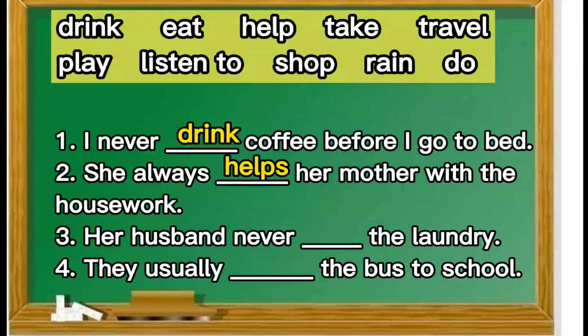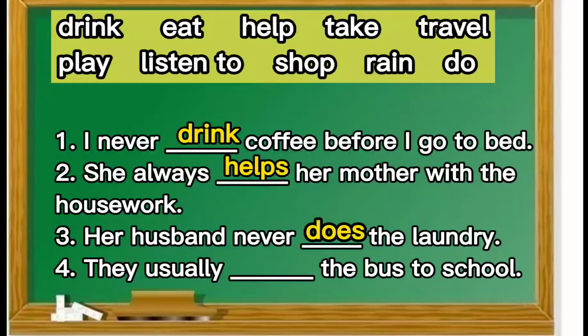Number 3, her husband never blank the laundry. Since we are talking about the laundry, the only verb appropriate to that is the word do. But since the subject is her husband, which is only one, we need to add es to the verb, which will make it does. Her husband never does the laundry.